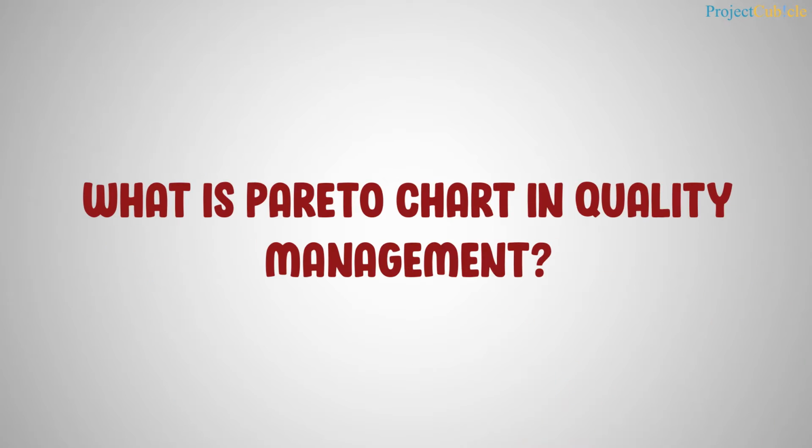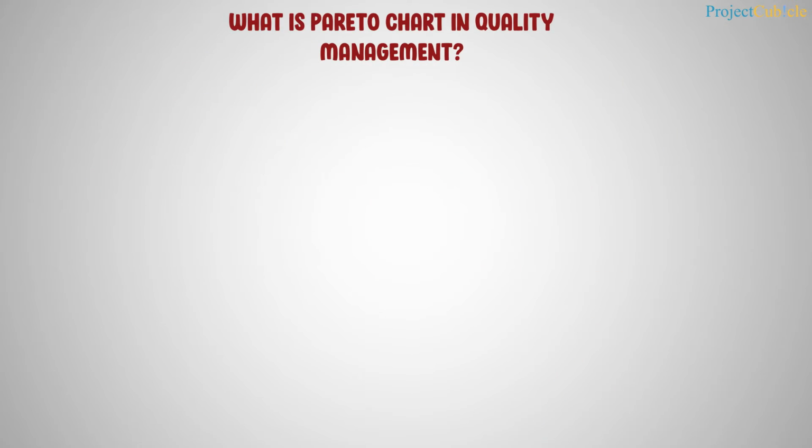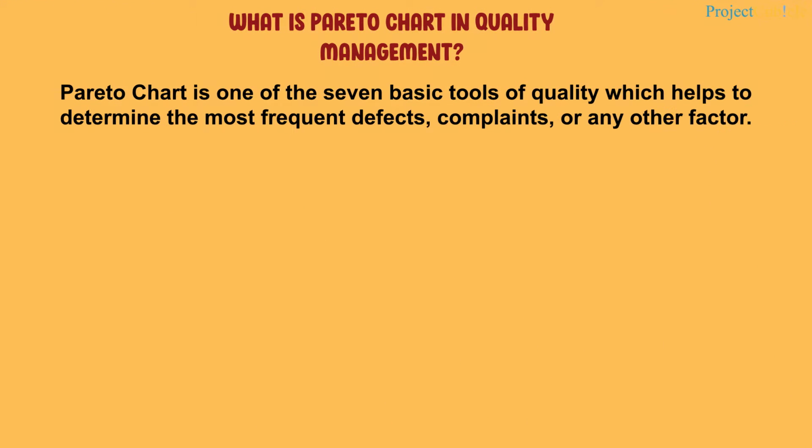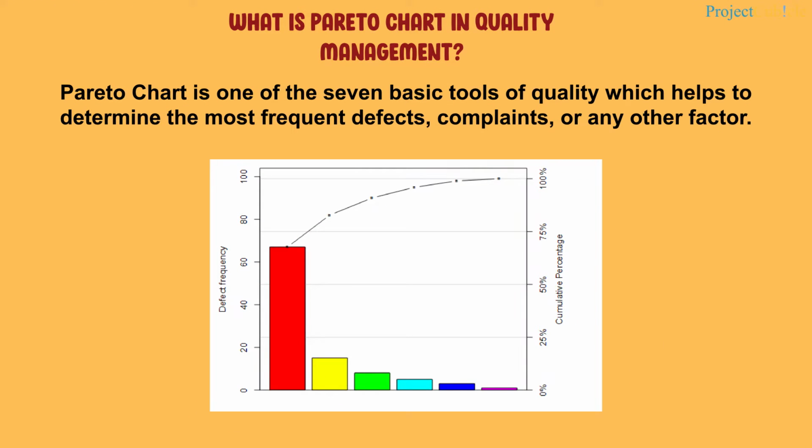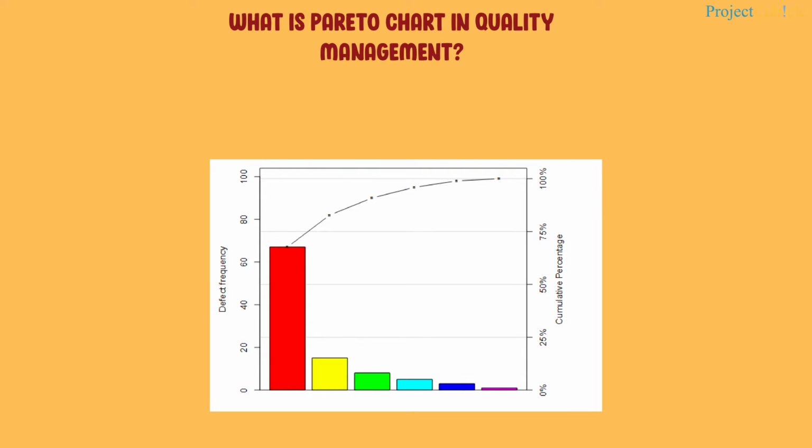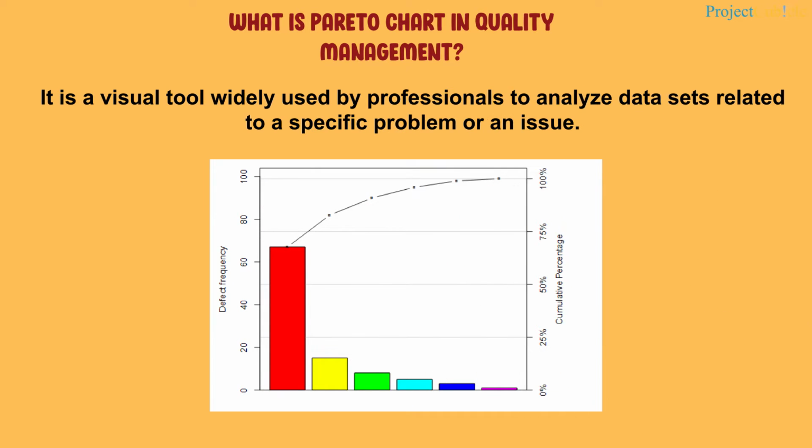What is a Pareto chart in quality management? A Pareto chart is one of the 7 basic tools of quality which helps to determine the most frequent defects, complaints, or any other factor. It is a visual tool widely used by professionals to analyze data sets related to a specific problem or issue.